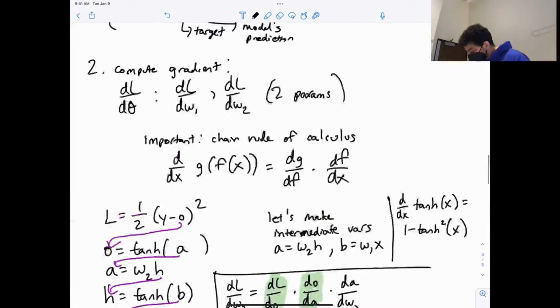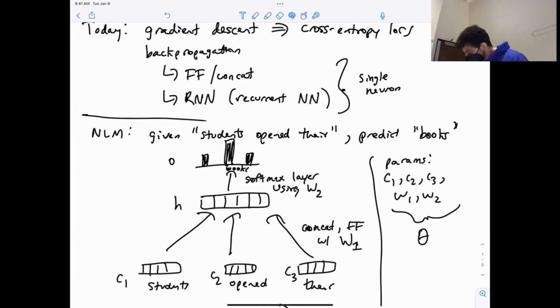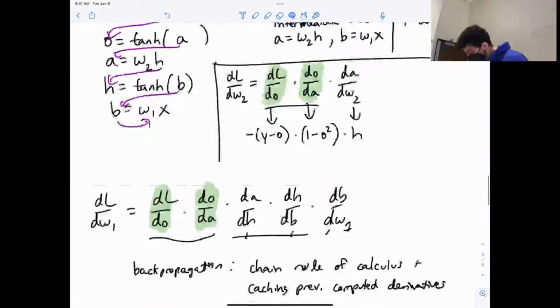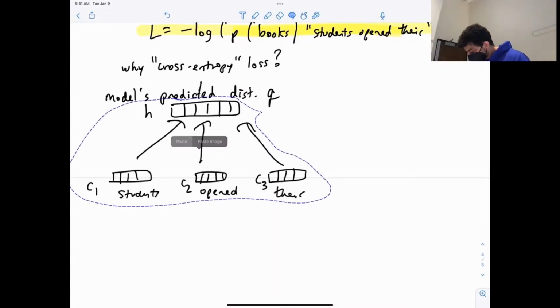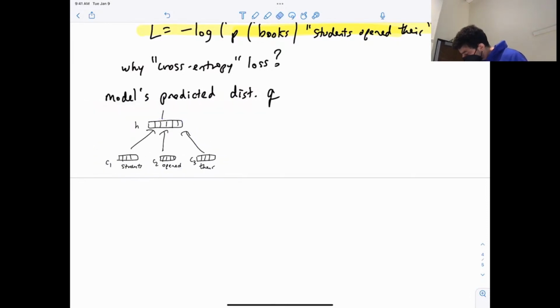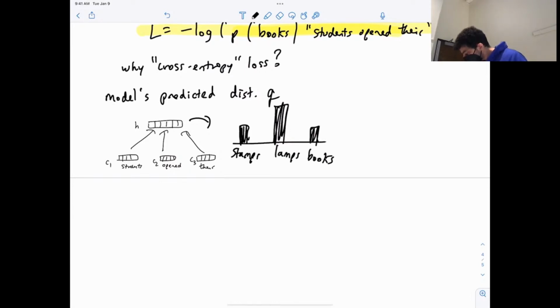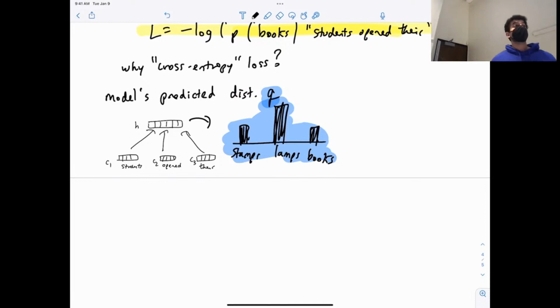And so if I take my network from before, I had this network, right? And at the end of this, I got some distribution, like, there's some probability on stamps, some probability on lamps, and some probability on books. So this is our distribution Q here. And this is what the model is predicting at this particular setting of its parameters theta. So it's obviously not perfect. It thinks that lamps are more probable here than books. And this is what we want to change to make the probability of books higher.